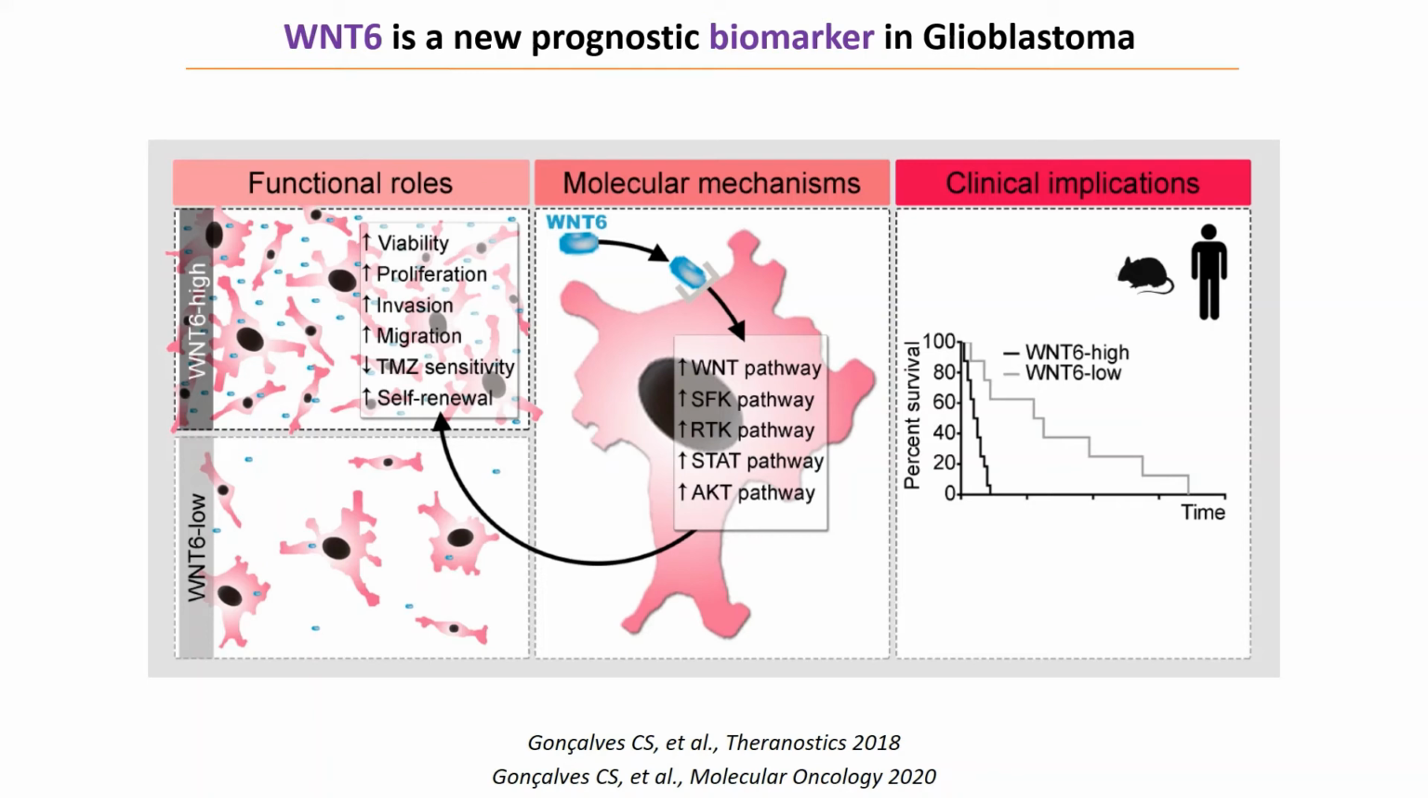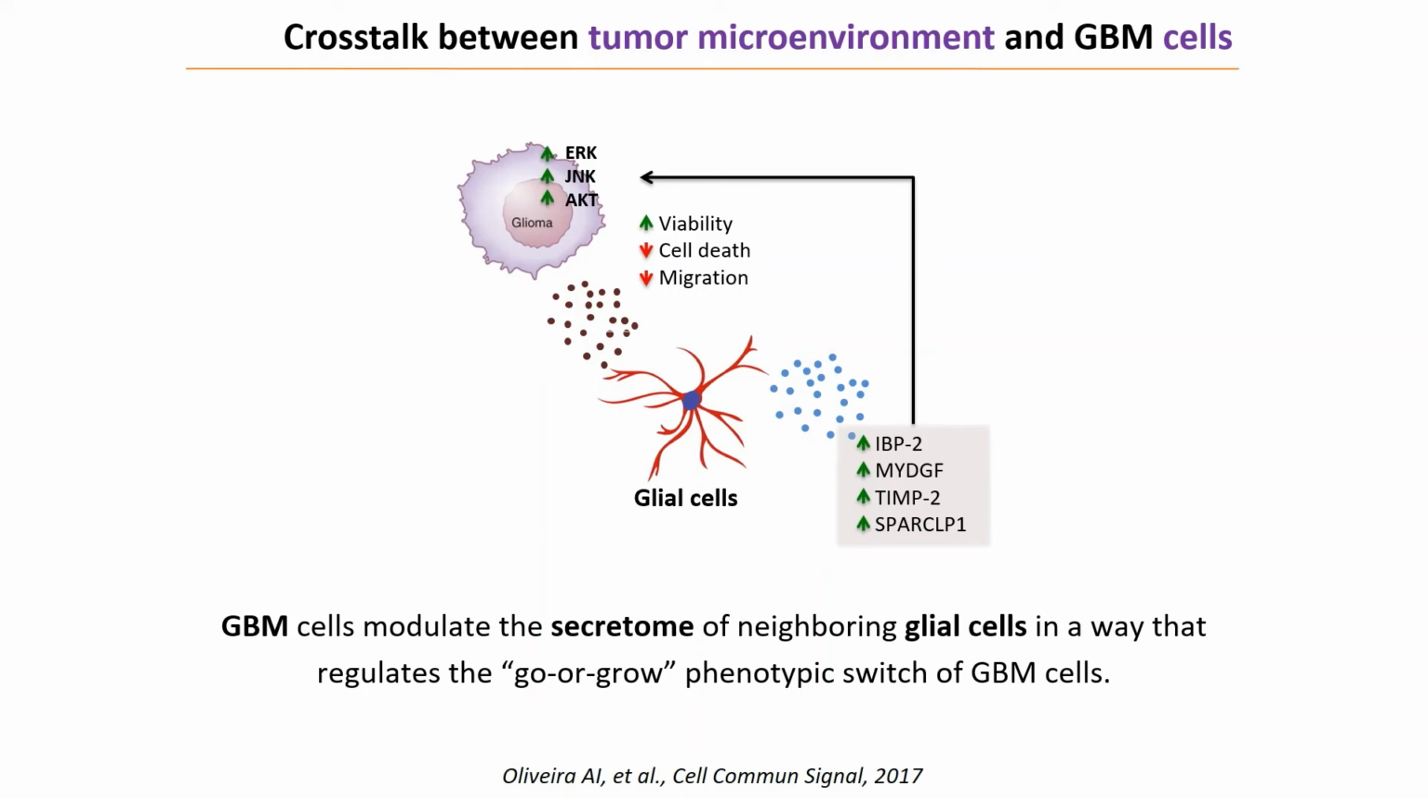Another question that we are interested in relates to the interaction between glioblastoma cells and other cells that are present in the tumor microenvironment. For example, we recently showed that there are relevant interactions between glioma and normal glial cells that affect the pathophysiology of glioblastoma. In this study, we showed that glioblastoma cells are able to modulate the secretome of normal glial cells in a way that will favor either the go or the grow phenotypic switch of the tumor cells. Actually, we were able to identify which were the particular molecules that mediated these phenotypes, and again, the major dimensions that we evaluated at the level of the glioblastoma cell involved cell viability, cell death, and migration.